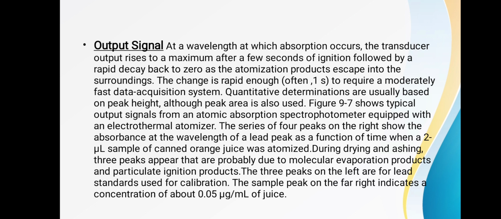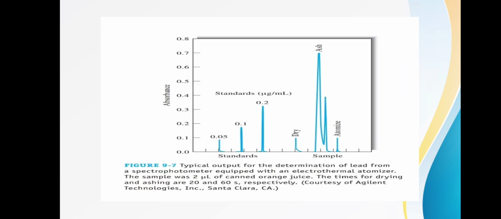The series of 4 peaks on the right shows the absorbance at the wavelength of a lead peak as a function of time when a 2 µL sample of canned orange juice was atomized. During drying and ashing, 3 peaks appear that are probably due to molecular evaporation products and particulate ignition products. The 3 peaks on the left are for lead standards used for calibration. The sample peak on the far right indicates a concentration of about 0.05 µg per milliliter of juice. Here you can see the diagram of figure 9.7.